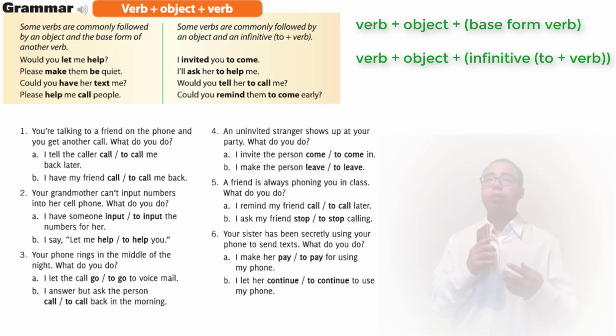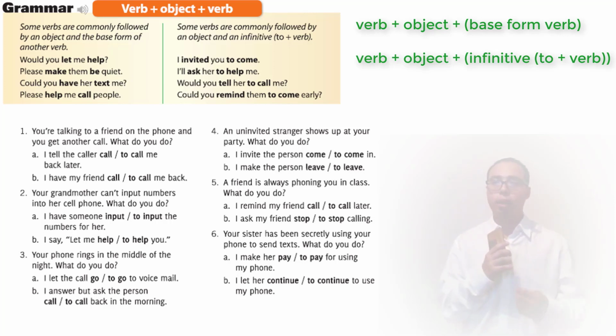Now, I'll ask her to help me. I'll ask her to do what? What is the verb? Help. I'll ask her to help me. Next question is, would you tell her to call me? Again, we're keeping the same structure, verb plus object plus verb. Only we're adding the to to make it an infinitive. Okay? So it's, would you tell her to call me? Could you remind them to come early? Could you remind them to what?